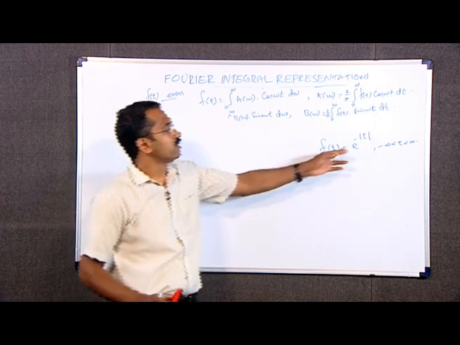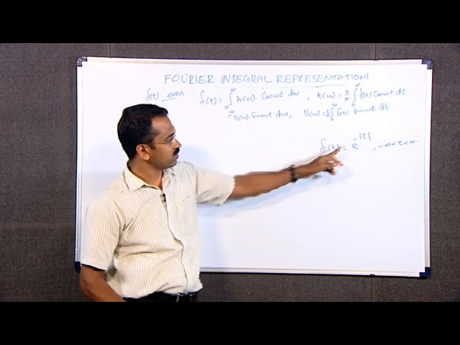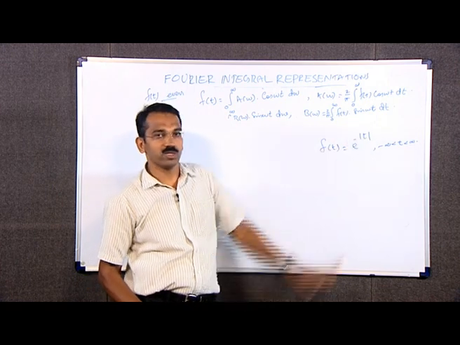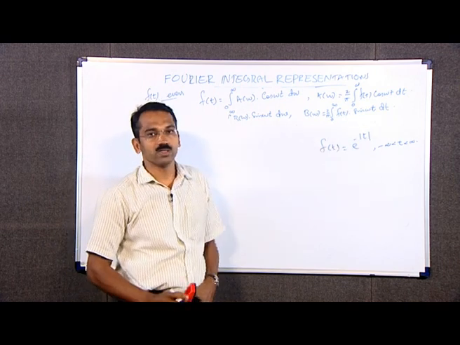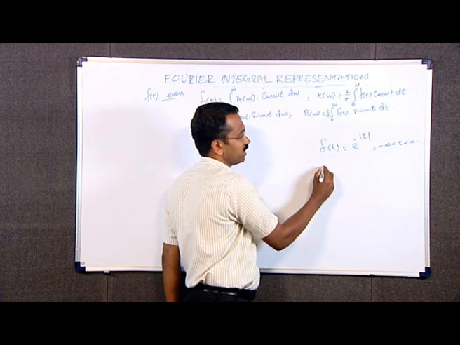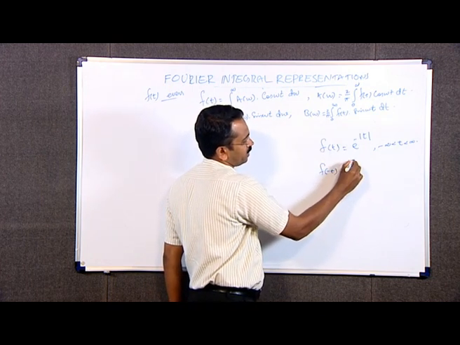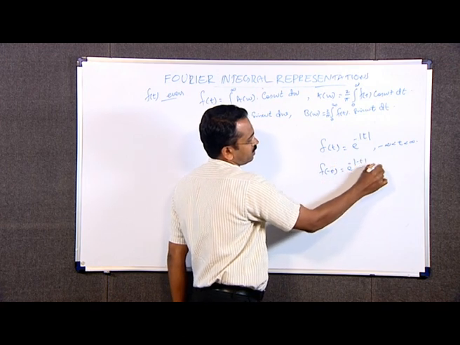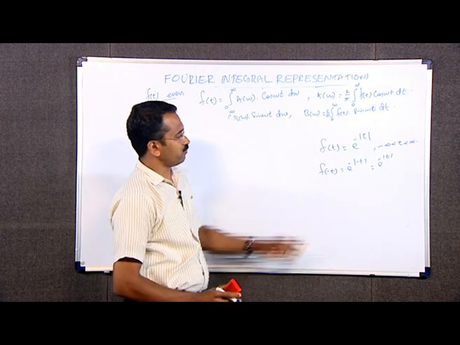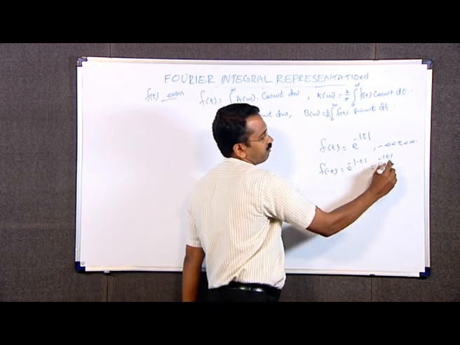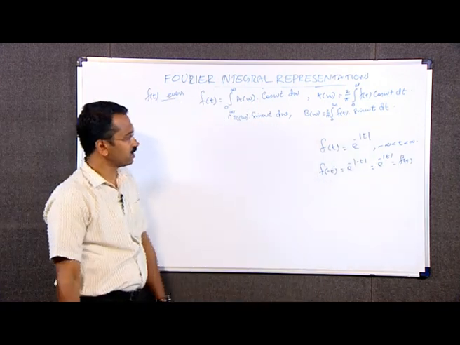Here, the given function is an even function, because t has a modulus. Mod t is always even, therefore e raised to minus mod t is always even. There is no change. If we replace t by minus t, this becomes e raised to minus mod of minus t, and the modulus of minus t is mod t. Therefore, f of minus t equals f of t. The given function is an even function.